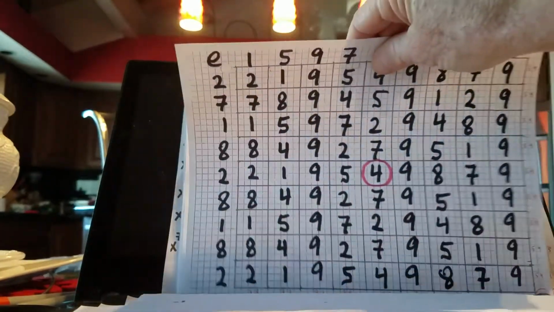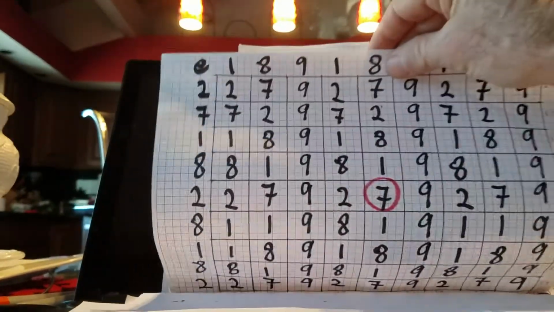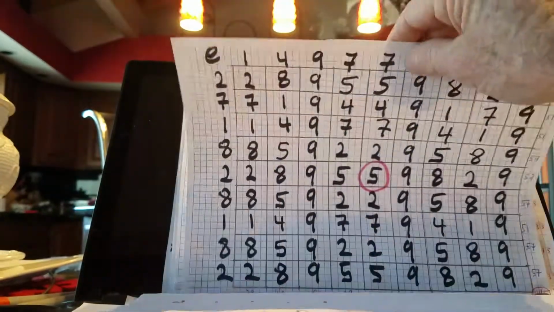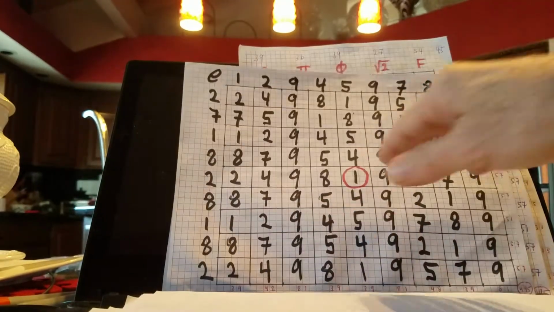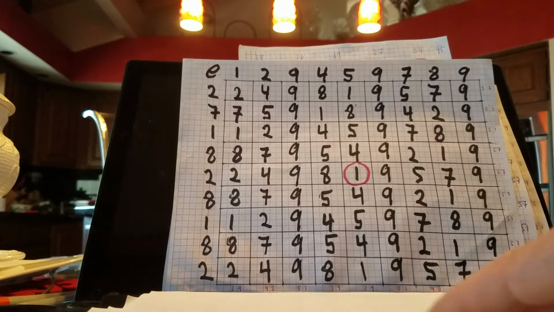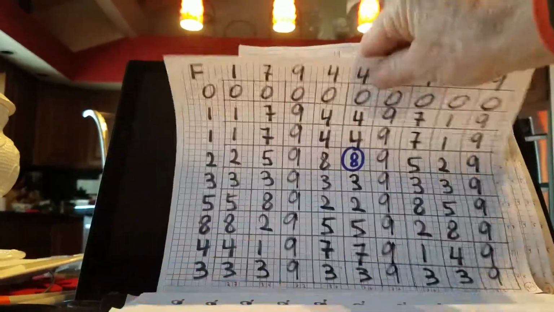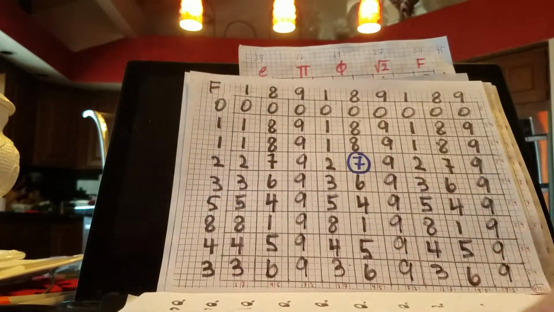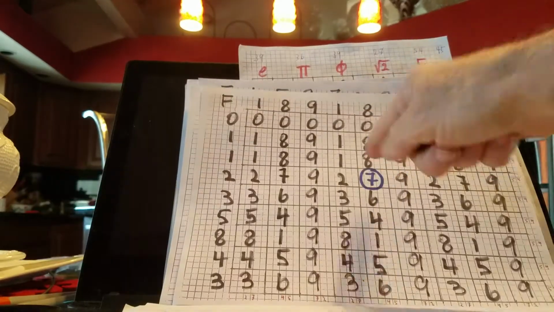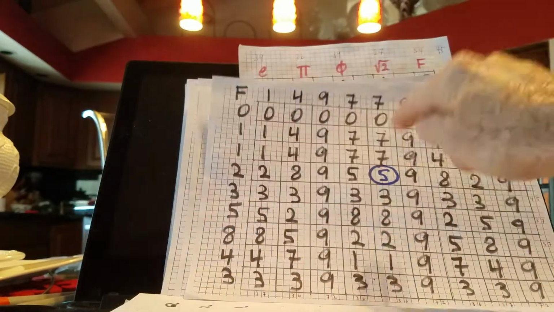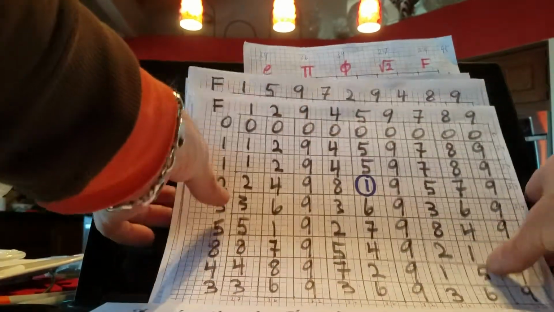And now we'll go to e, and we're going to get 8, 7, 5, 1, 2, 4, and that's 248751. And now we'll do it with the Fibonacci numbers. We're in this position here. 1, 2, 4, 7, 5, 8, 7, 5. So that's 248751 as well.